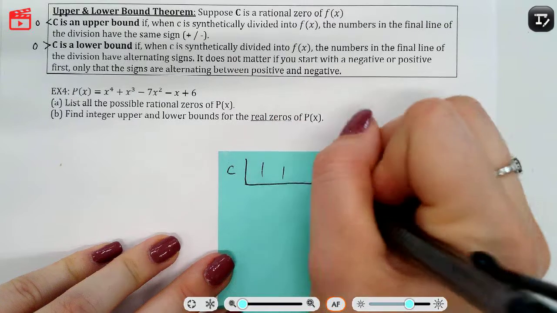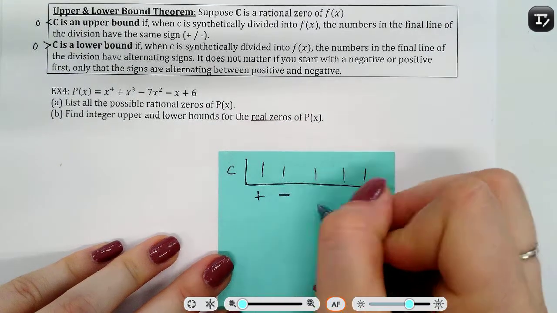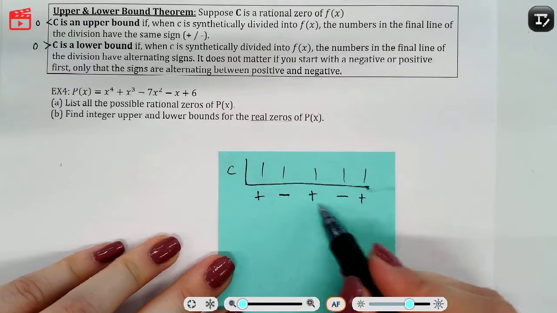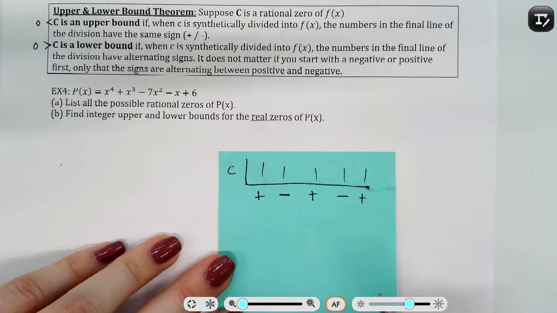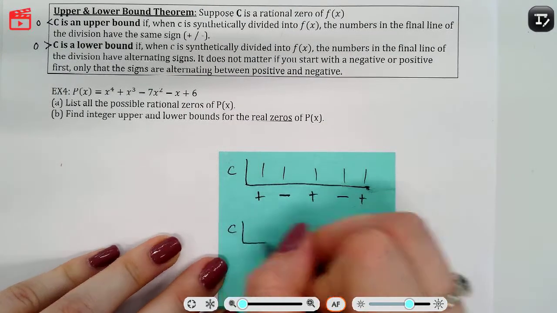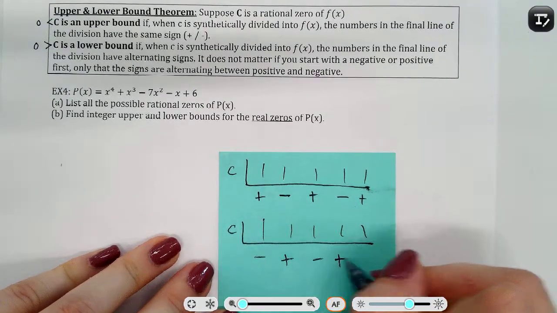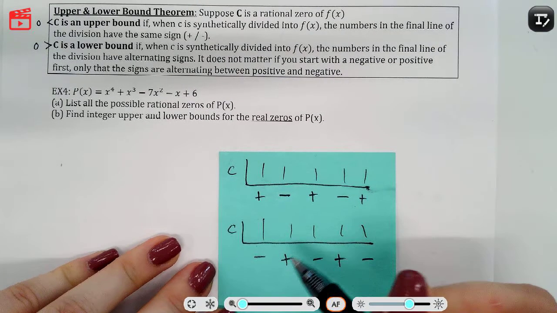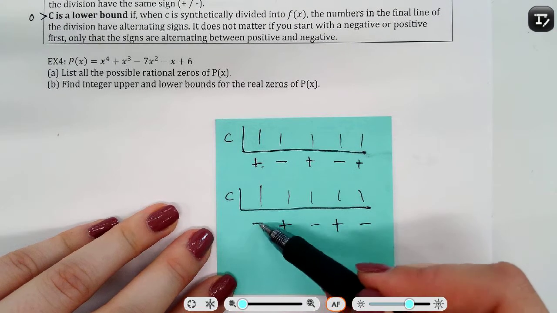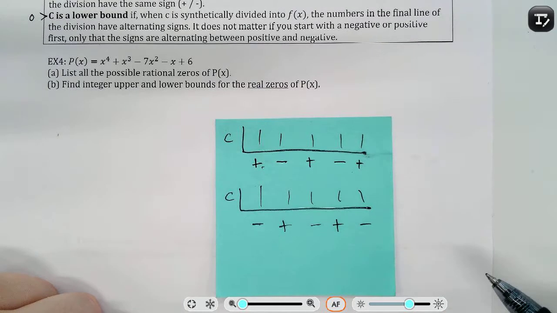We do some long division and we end up with something positive, negative, positive, negative, positive. See these alternating signs? That means it would be a lower bound. Or we could have another option: you do the long division and you end up with negative, positive, negative, positive, negative. This is still alternating signs. It doesn't matter if you start with a positive or a negative sign. As long as it's alternating, this is a lower bound.